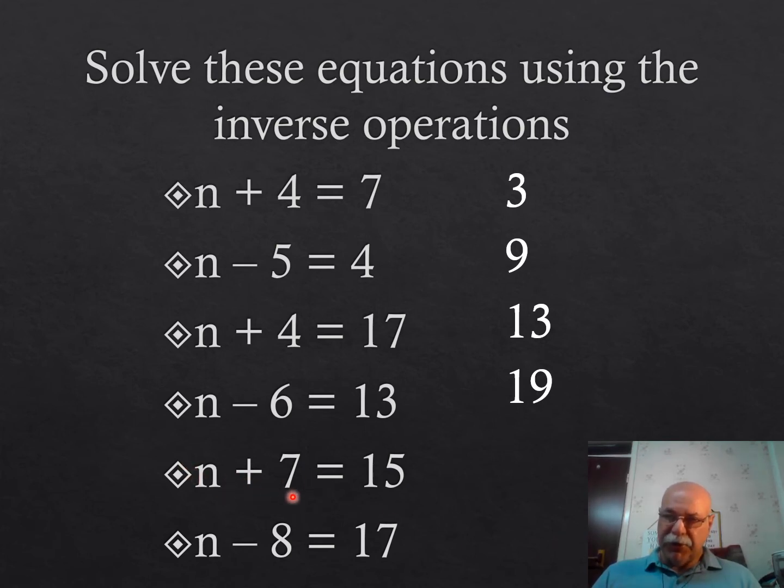Here, in this equation also, we have an unknown amount. We want to know how much it is. n plus 7 equals 15. I transfer this plus 7 to the other side and change the sign. It becomes 15 minus 7, which is 8. In this case also, I will transfer minus 8 outside to the other side and change this sign to plus. It becomes 17 plus 8 equals 9.